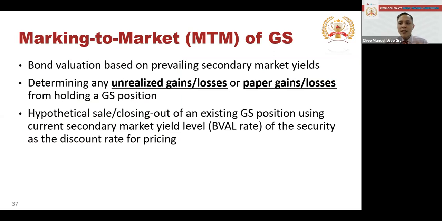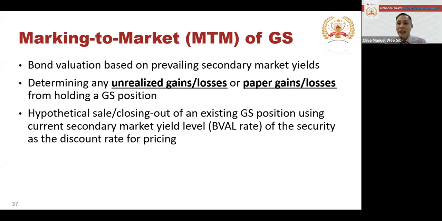So the concept of mark to market is, hypothetically, what are going to be the gains or the losses if you decide to unwind or sell or close out your position during that specific day, right? So for example, I buy a bond today and I will hold on to it. Tomorrow, if you decide not to sell it, how much would be the market value of that bond, assuming you hypothetically sold it the next day? And you will use prevailing market rates.